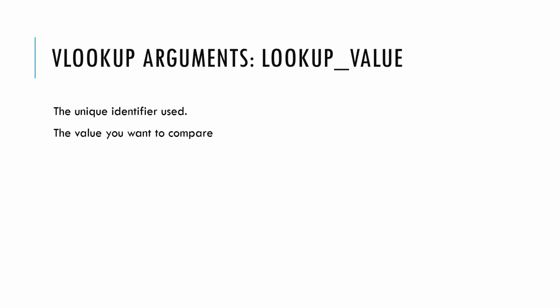So the lookup value is what I like to call the unique identifier. So it's the value you want to compare. Later on I'll explain what I mean by unique identifier, but essentially you don't want to use something that could apply to various points of data. So like you wouldn't use a phone number, for instance, because a phone number could apply to anybody in your family, not just necessarily you, if that makes sense.